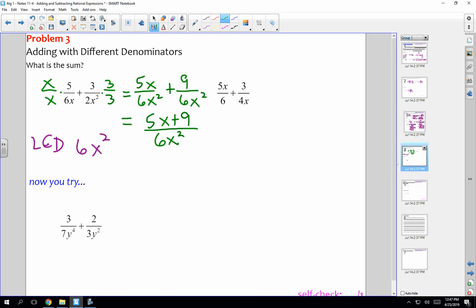All right, let's try the next one here. Use a different color as well. So LCD first. The 4 doesn't go into the 6, but if you double the 6, you get 12. 4 does go into 12. So 12 is the lowest common denominator. Just take the bigger of the 2, which is the 6, and you start multiplying it by 2, and then 3, and then 4 until you find the first number that 4 goes into.